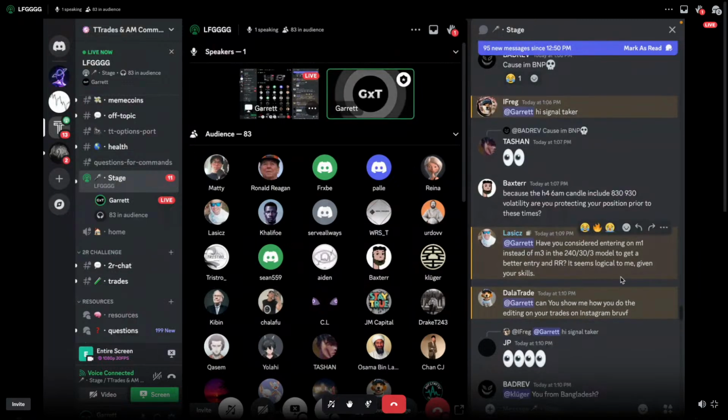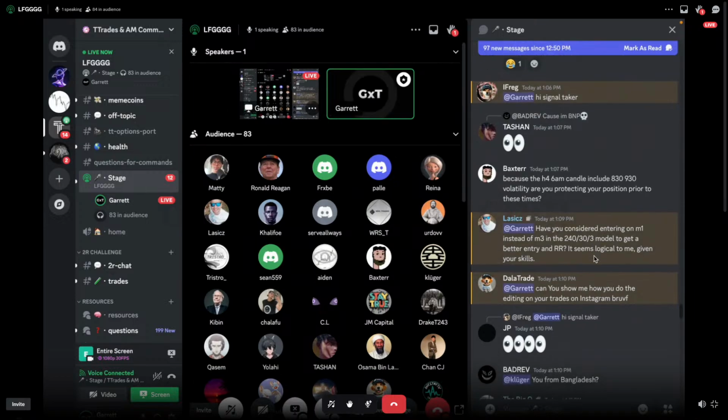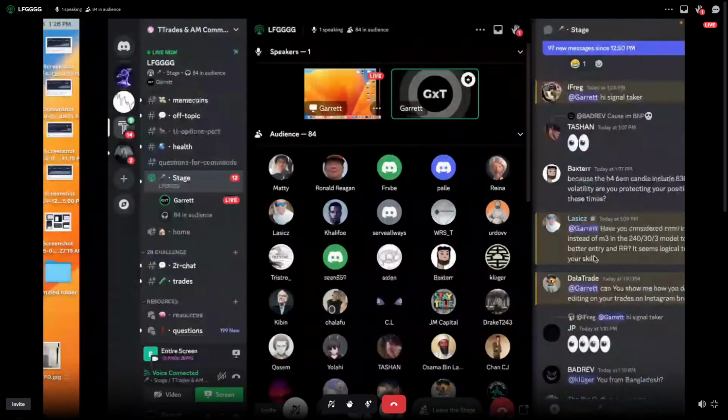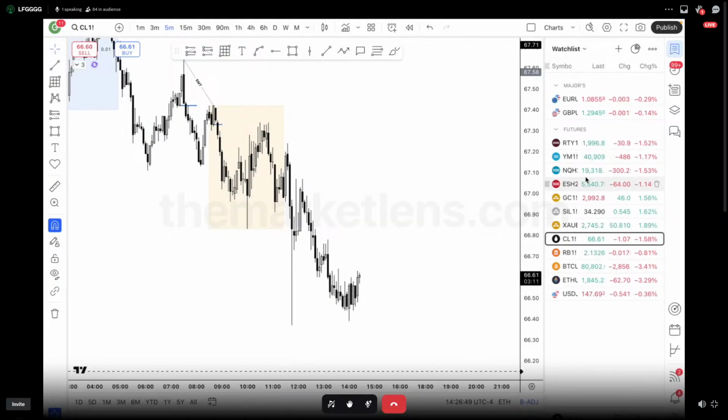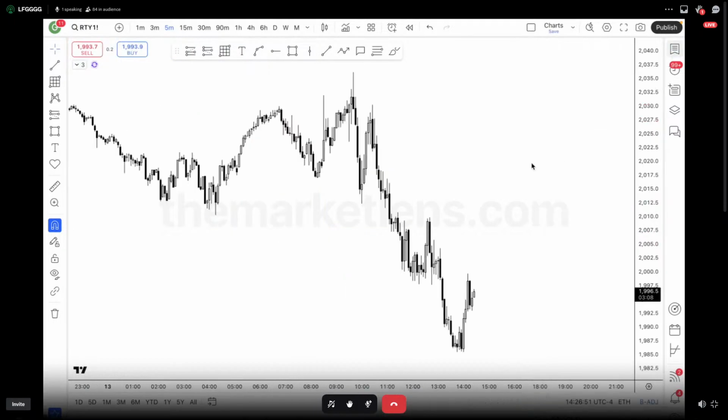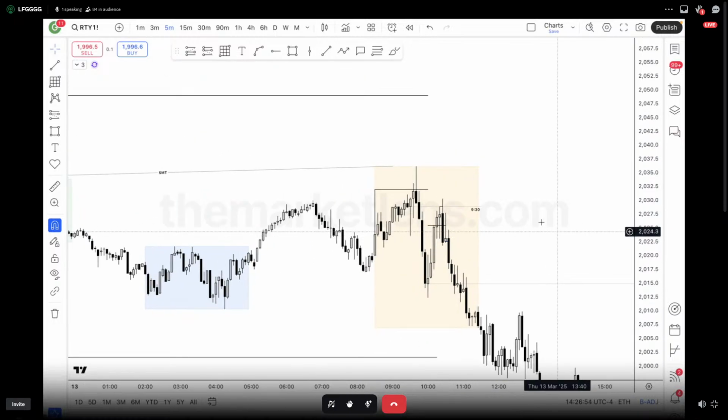Have you considered entering on 1 minute instead of 3 minute in the model to get a better entry? It definitely could. So if you're going to use the 1 minute and you have all these time frames aligned, yeah, you could absolutely do it. Like I did this on RTY. I traded the 1 minute today, which I barely do, but it's where I'm entering at, which makes it okay to me.